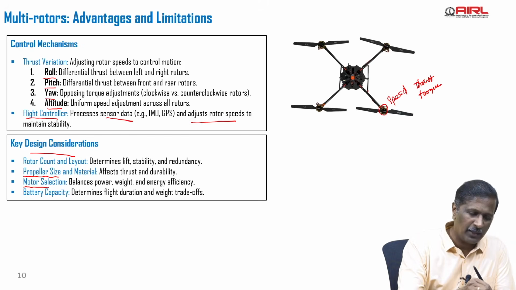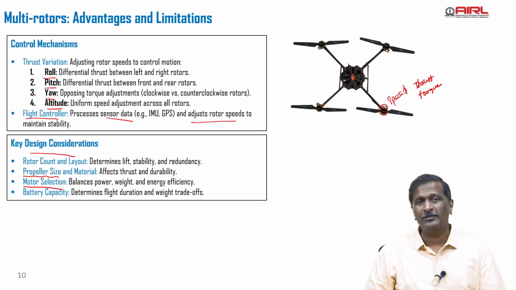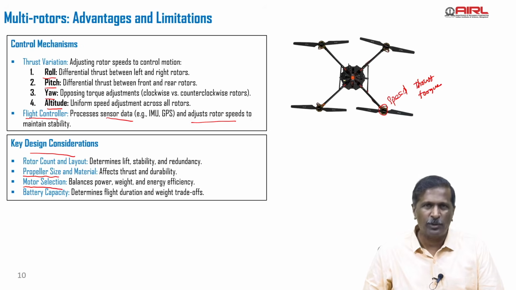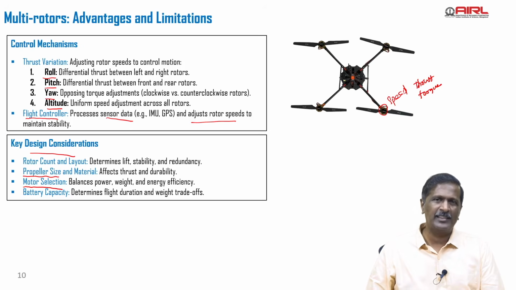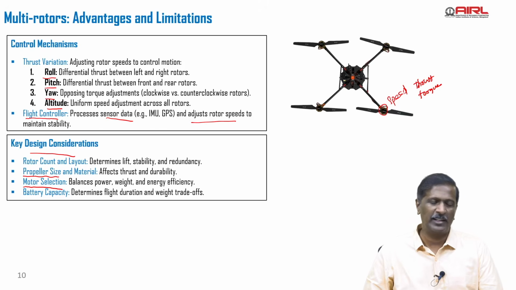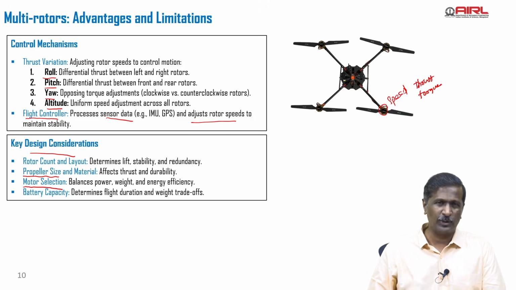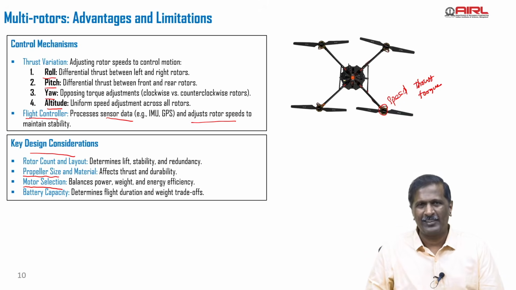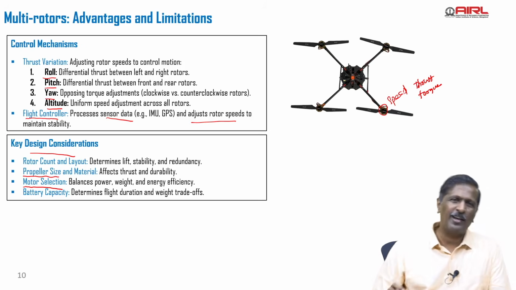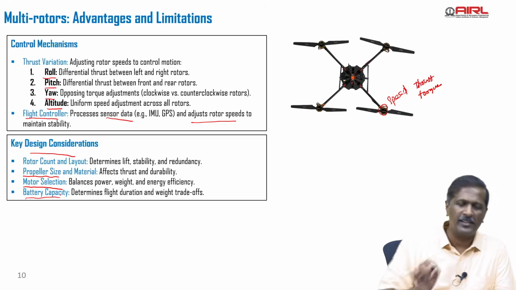A very important aspect comes in motor selection. You need to balance power, weight, and efficiency, right? That particular motor should be capable of driving this particular propeller to a specific speed so that we can get the maximum thrust that we can generate, right? Of course, all these require power. Power can be provided either from a battery or from a conventional fuel system. We are talking about battery powered systems.